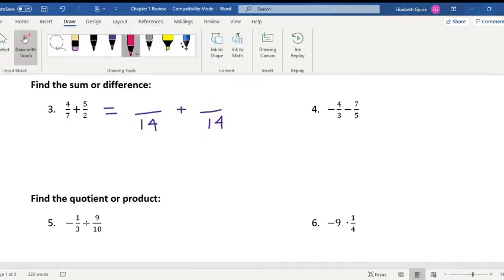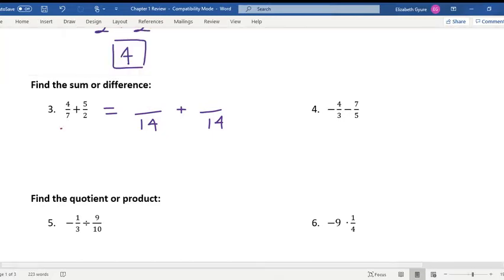So take a look at the first fraction. We had a 7 on the bottom, right? What does that have to get multiplied by to turn it into a 14? A 2. So if we multiply the bottom by 2, we have to multiply the top by 2. And what's 4 times 2? 8.